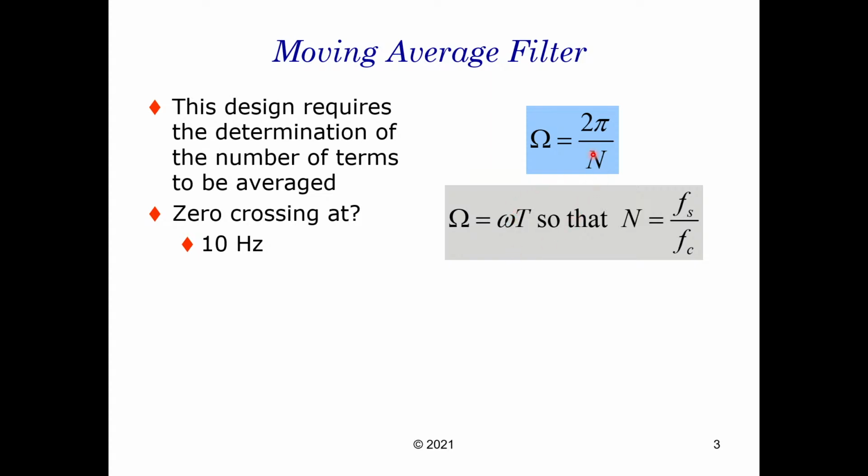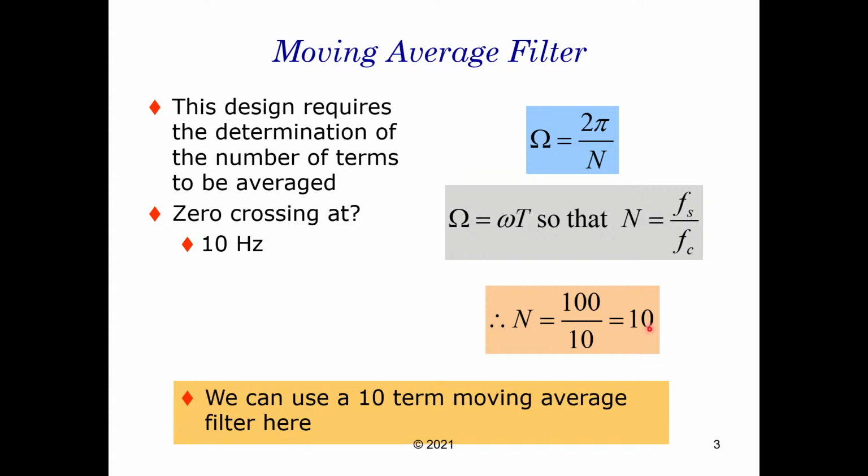We also know that when we did the moving average filter design, omega was equal to 2 pi by T, such that N was equal to f_s divided by f_c. So f_s was 100 Hz, f_c here was 10 Hz. So we get N being equal to 10 values, which is required for our moving average filter. So we use a 10 term moving average filter here because N is equal to 10.